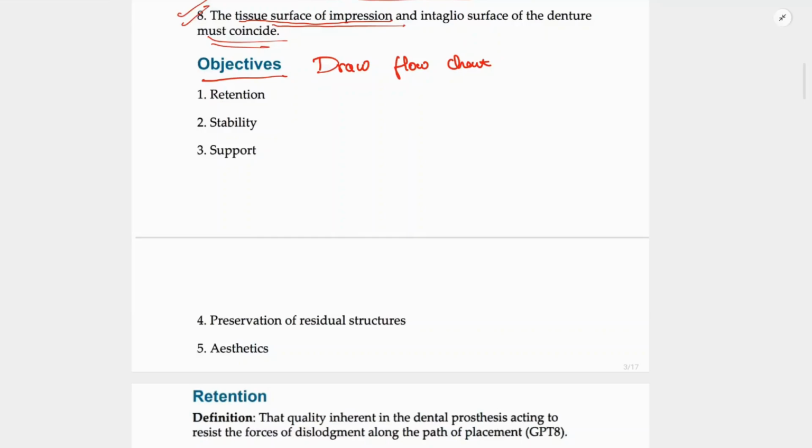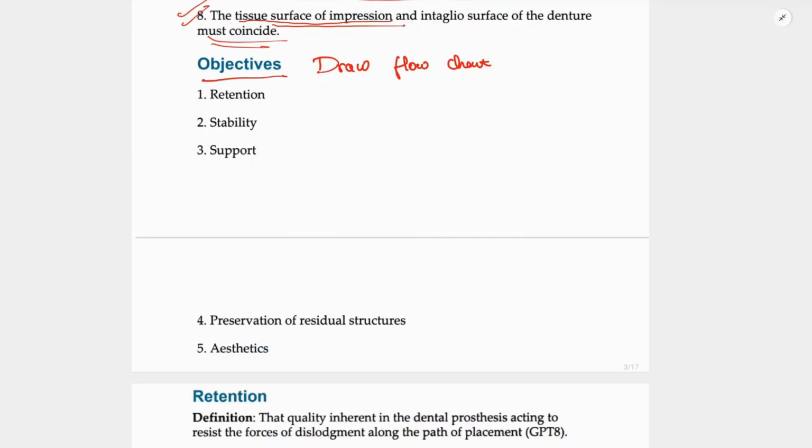5th, everything is done in a proper manner, then the impression should be extended adequately, like the material should flow in all the denture bearing areas. 6th, border molding must be done so that all the denture bearing areas are recorded. And then remove the impression without damage. If you are taking impression and removing it when the material of the impression has not set, it will cause damage. And last is the tissue surface of the impression should record all the structures.